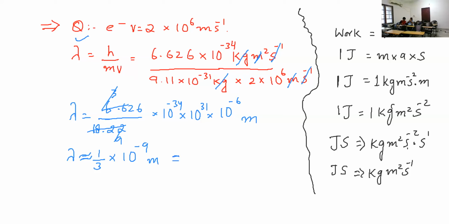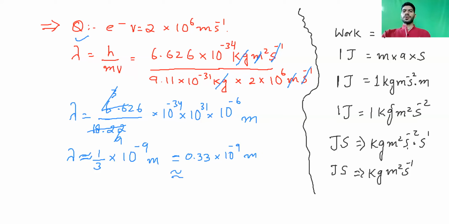Sir, is it clear? Okay. Now 1 by 3, so that is how much? 0.33, isn't it? Into 10 to the power minus 9 meter. Or you can approximately write it like this: 3.3 into 10 to the power minus 10. Can I write like this? 3.3 into 10 to the power minus 10 meters. So this is the wavelength of an electron which moves with a velocity of 2 into 10 to the power 6 meter per second. Got it?